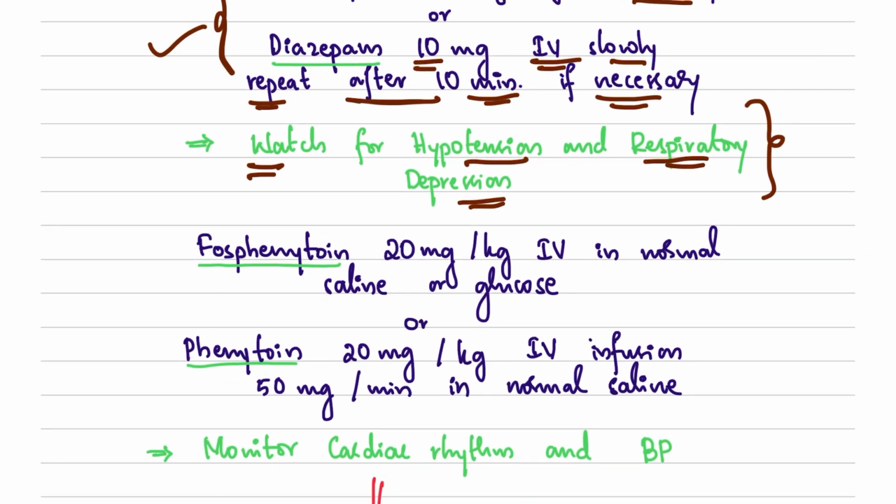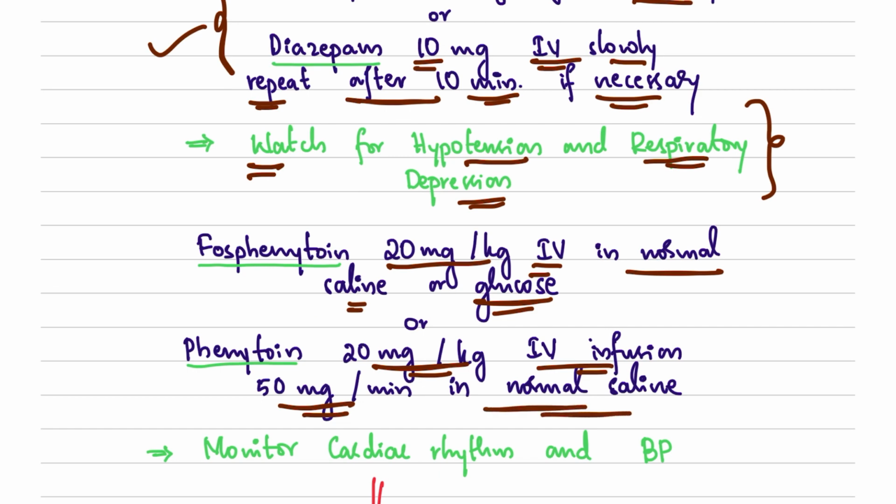You can give fosphenytoin 20 mg per kg IV again in normal saline or glucose, as you have already established the IV line. So make sure you give fosphenytoin 20 mg per kg IV in normal saline or glucose. Or if fosphenytoin is not available, you can also give phenytoin 20 mg per kg IV infusion, administered as 50 mg per minute in the normal saline. So understand it. Next, what will we give? We'll give fosphenytoin 20 mg per kg IV in normal saline or glucose. You can give fosphenytoin in glucose as well. That is the main difference of it.